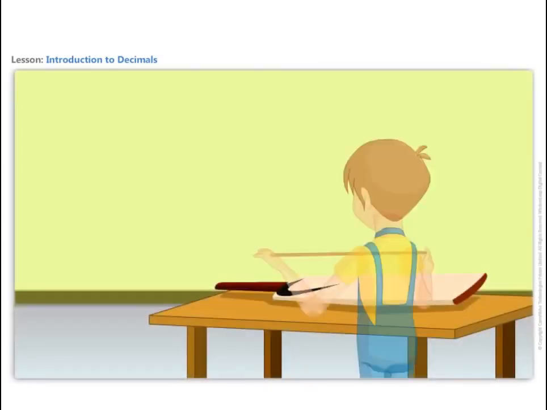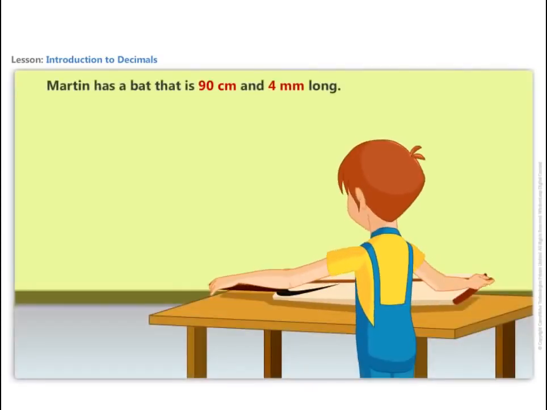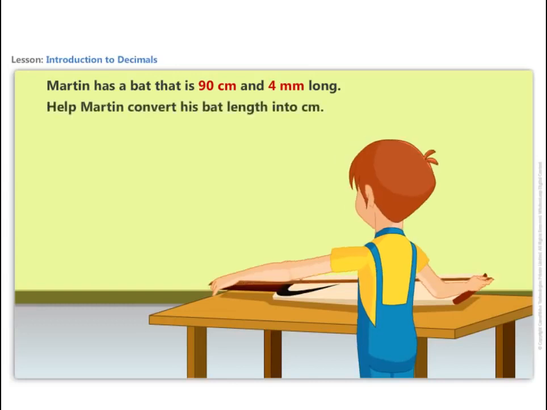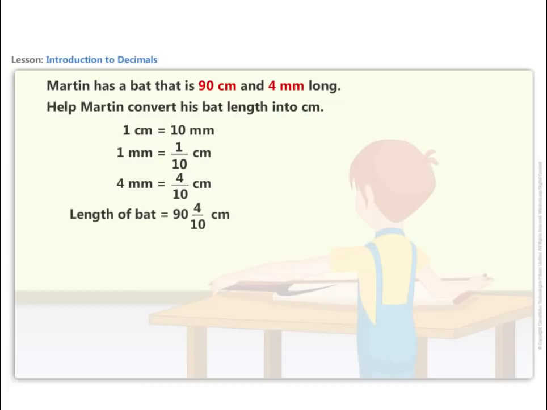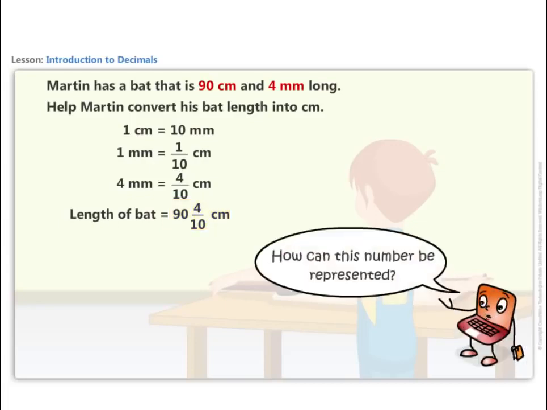Martin has a bat which is 90 centimeters and 4 millimeters long. Help Martin convert his bat length into centimeters. We know that 1 centimeter is equal to 10 millimeters, or 1 millimeter is equal to 1 by 10 centimeters, which makes 4 mm as 4 by 10 centimeters. So, length of a bat in centimeters is 94 by 10 centimeters. How can this number be represented?